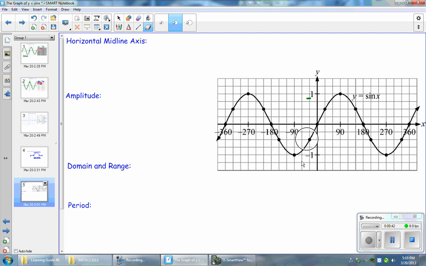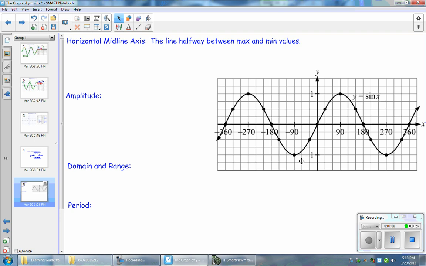Okay, so we're going to take a look at a sinusoidal function, the graph of y is equal to sine x. So I'll erase this here. And so we're going to define a few characteristics. The first characteristic I want to define for you is what we call the horizontal midline axis, or just the midline. And that is defined as the line halfway between the max and your min values.